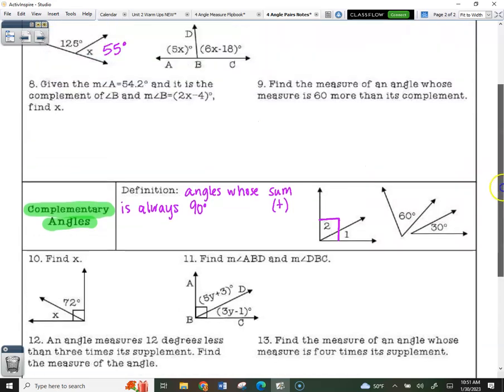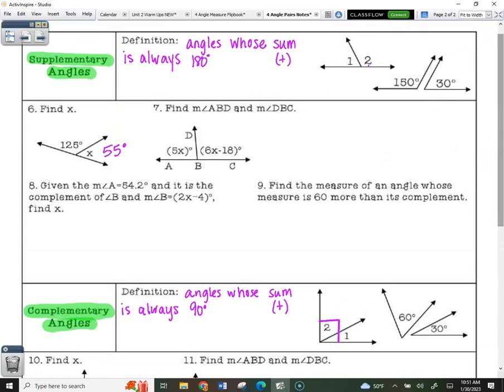Let me show you a trick on how to remember which one's which. Watch this. I want you to draw an S and then a C. An S and then a C. For the first letter of the words, right? Look at the C. I can make a C into a 9, and I can make an S into an 8. That's how you remember that complementary adds to 90, supplementary adds to 180.